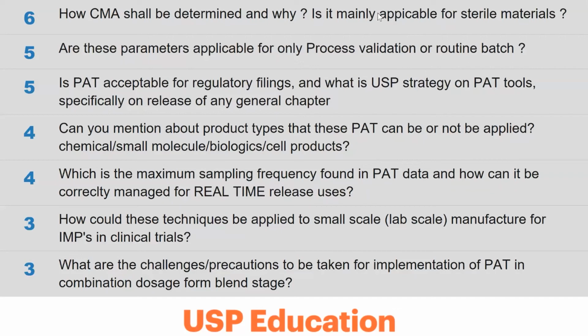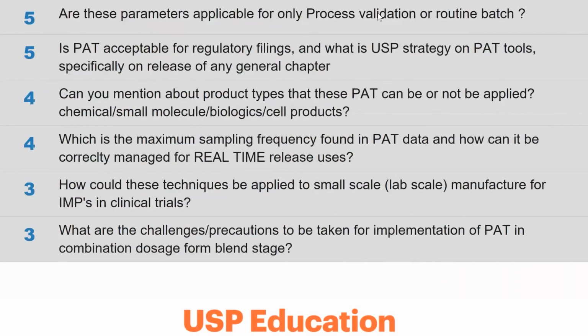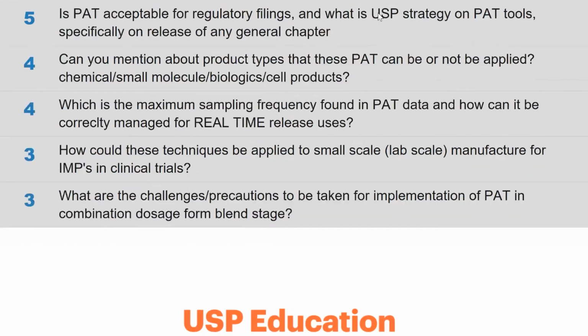Are these parameters applicable for only process validation or routine batch? Yes, they could be either or. As I specified, you could use process analytical technology, not only for your process validation, but also for routine batch. And again, this goes back to the idea of quality by design. Imagine a process where you can easily determine that every batch is blended to within a specific range. So you're essentially validating that every time.